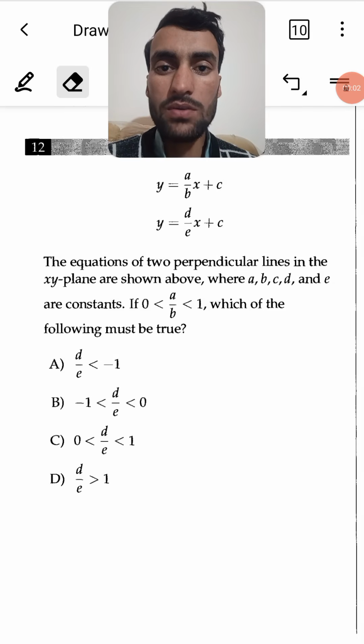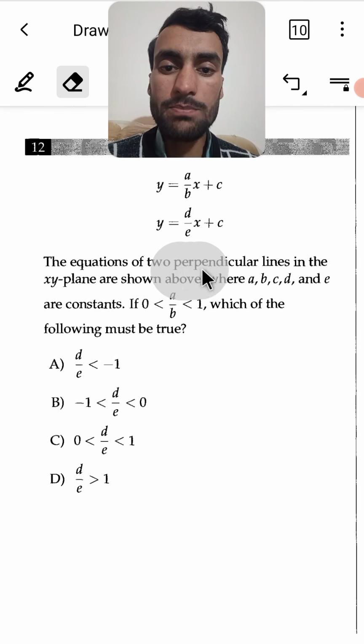Okay, let's solve this SAT math question. We are given two equations of two lines, and we are given that these two lines are perpendicular to each other.